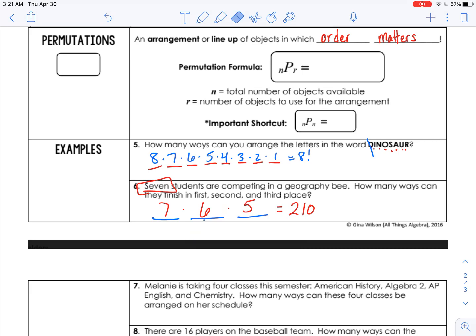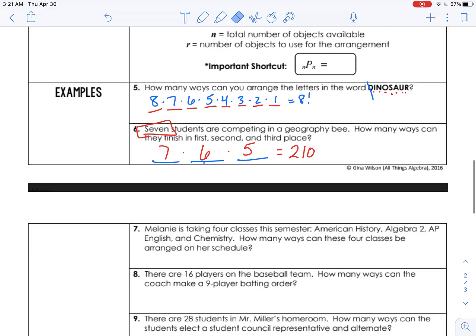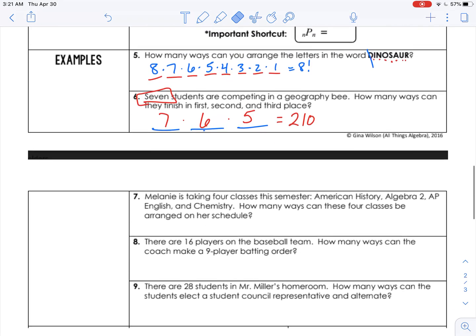So there are 210 ways that they could finish first, second, and third in that geography bee. All right, let's do a few more examples together.